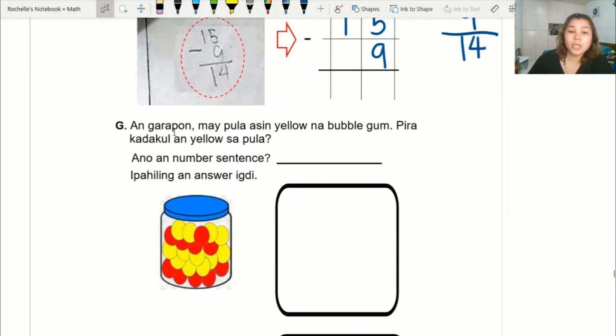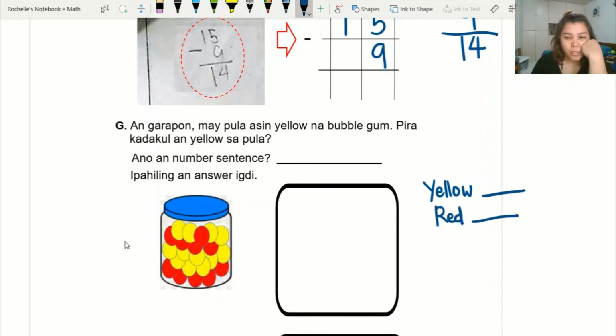So, part G. Ang garapon, may pula as in yellow na bubble gum. Pira kadakol ang yellow sa pula. So, you compare. First, you count. You count the number of, ito na lang, magiging clue natin. You count the number of yellow bubble gum. You count the number of red bubble gum. And then, how do you write the number sentence? So, blank minus blank equals n.